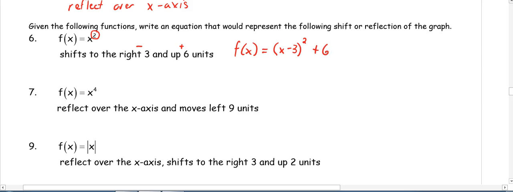Number 7, reflect over the x-axis. Remember, that means we multiply by -1 and moves left 9, which is a plus 9 in the parentheses. So we had f of x equals, the -1 goes on the outside, times our parenthesis x plus 9, and we had an exponent of 4, so an exponent of 4 on the outside of the parenthesis.